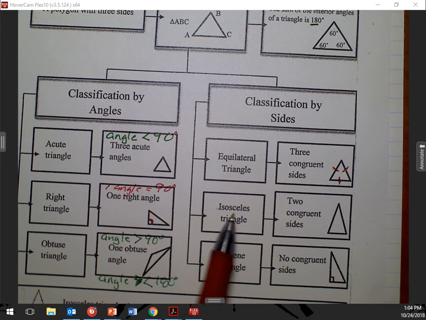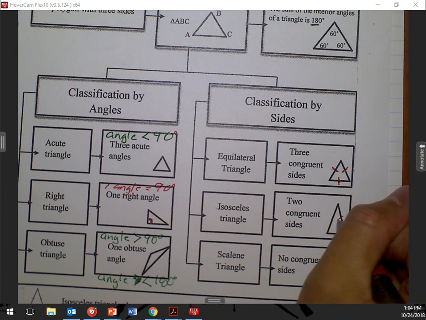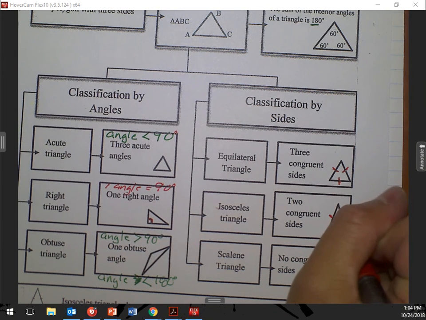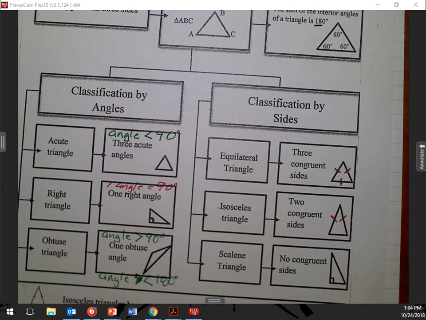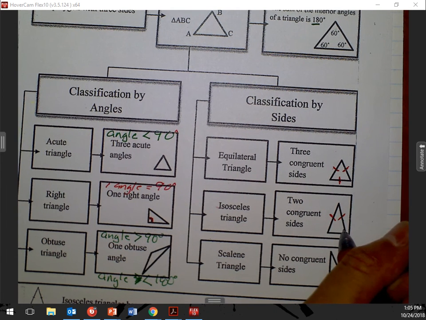Now, isosceles, 2 congruent sides. That means that this is congruent to that. Now, there's one more thing I want to add to this. Isosceles, because this is going to work both ways: it has 2 congruent sides and base angles are congruent. So these 2 angles are congruent to each other.